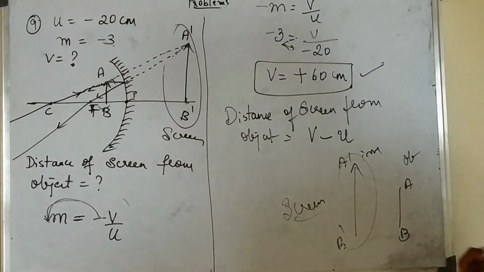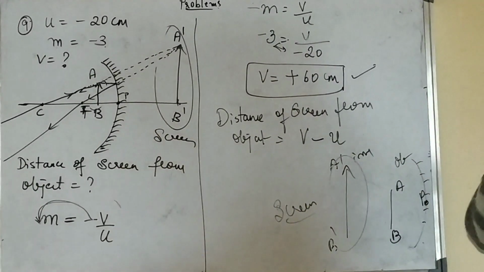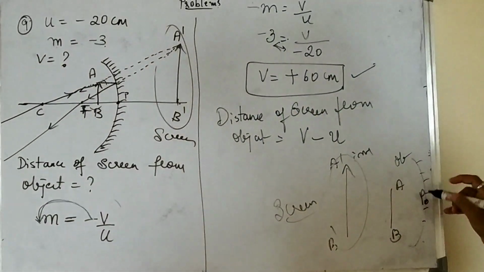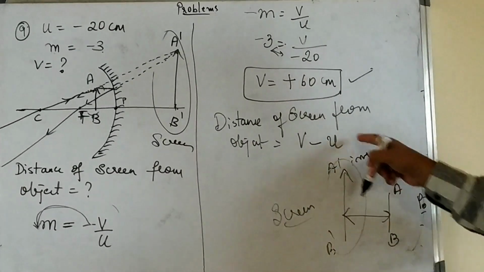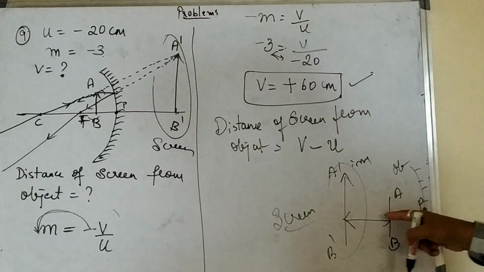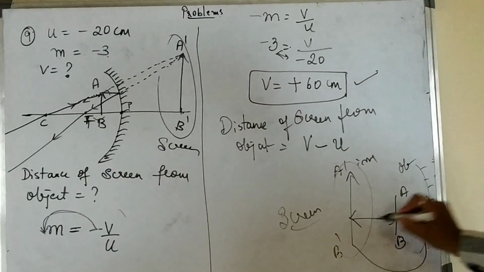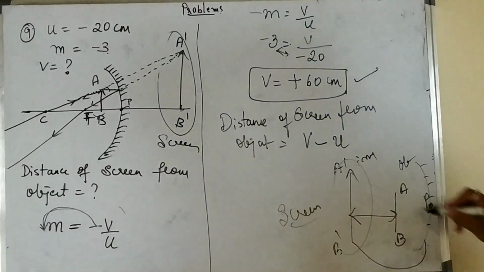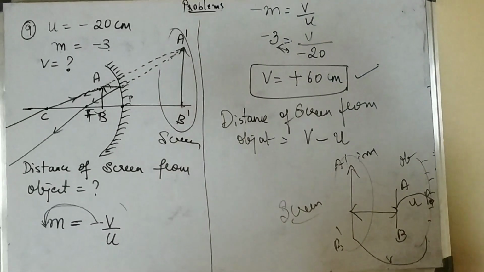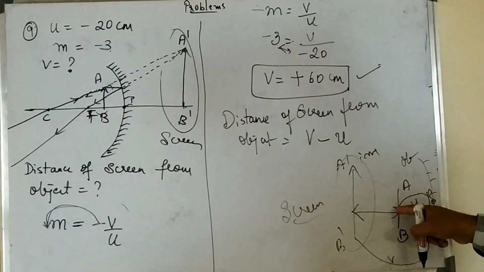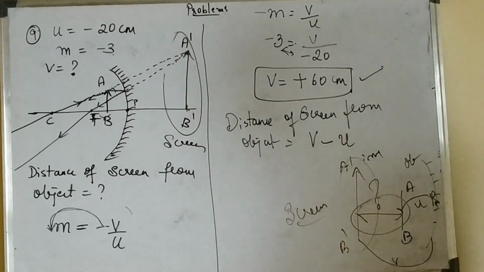Now here is the pole of the mirror. You have to measure the distances from the pole, right? Now see here. What is the distance of the screen from the object? In order to measure this distance, first take the distance from the pole to the image, that is image distance, that is V. Then subtract the object distance, that is U. When you subtract this distance from the pole and this distance, you will get this distance, right? That's why V minus U. Okay.